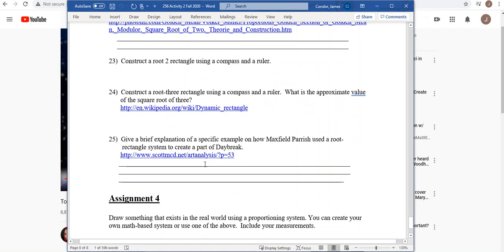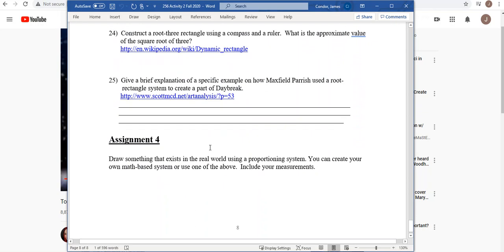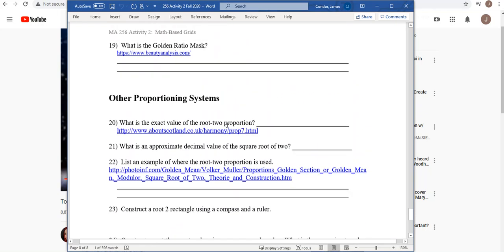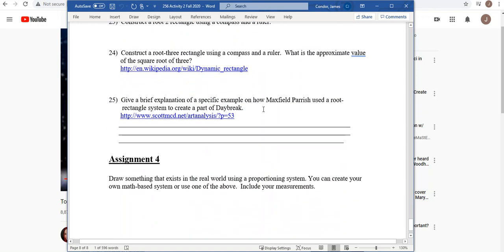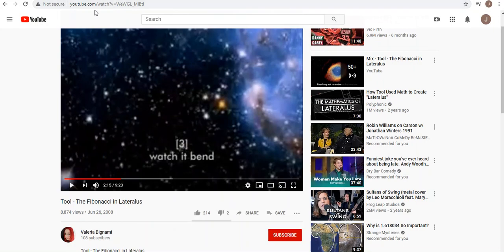I want to show you very quickly the differences between the two, and that's kind of where these questions lead. So I'm going to go back to my board here. Now, root 2 proportion, square root of 2, is approximately equal to 1.414. Not a big difference from 1.618, right? Root 2, why root 2? Well, really the paper sizing kind of pushed this one initially.